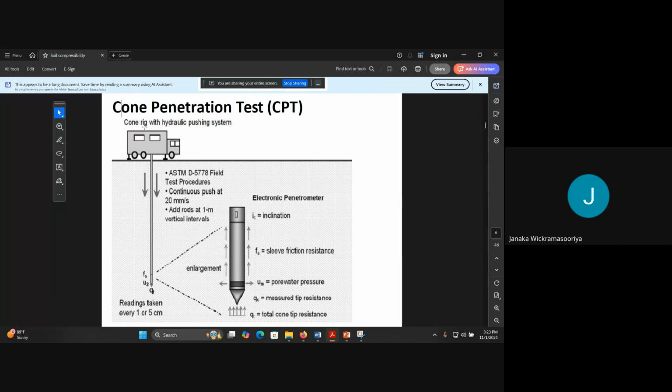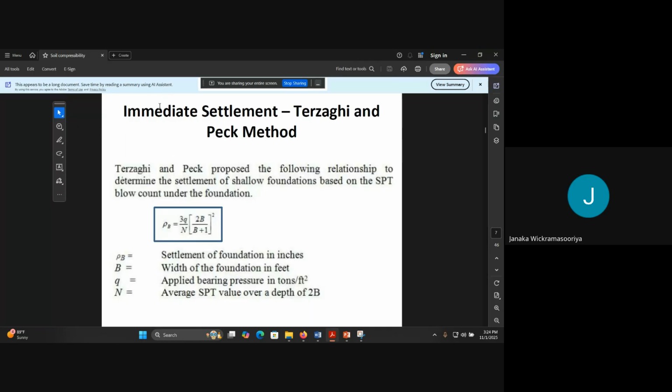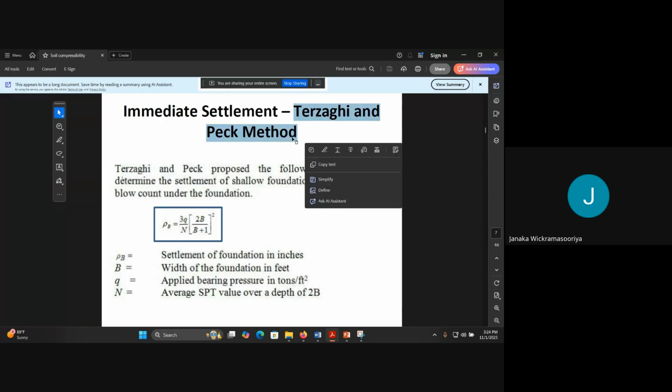And from the cone penetration test, you can decide some parameters: that is fs, Ic, u, qc, qt. Likewise, you can determine these parameters from the cone penetration test, and those parameters will be used in the calculations of the settlements in the next equations. So this is the first method, that is the Terzaghi and Peck method.